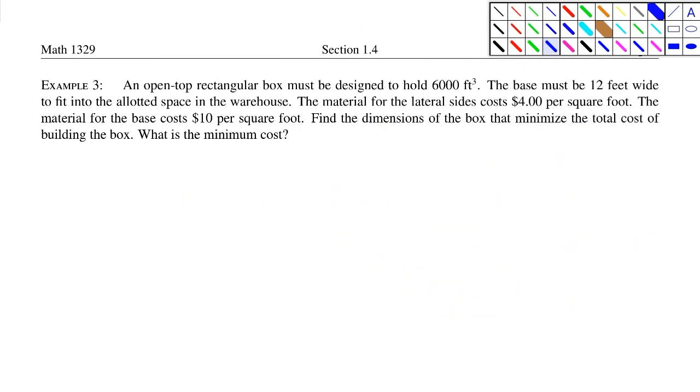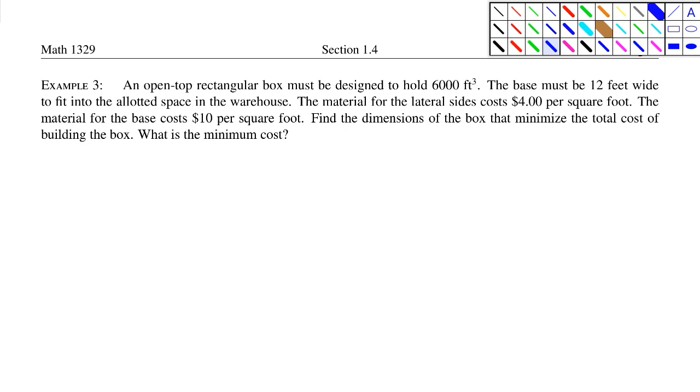Example number 3. An open-top rectangular box must be designed to hold 6,000 cubic feet. The base must be 12 feet wide to fit into the allotted space in the warehouse. The material for the lateral sides costs $4 per square foot, and the material for the base costs $10 per square foot. Find the dimensions of the box that minimize the total cost of building the box. What is the minimum cost?